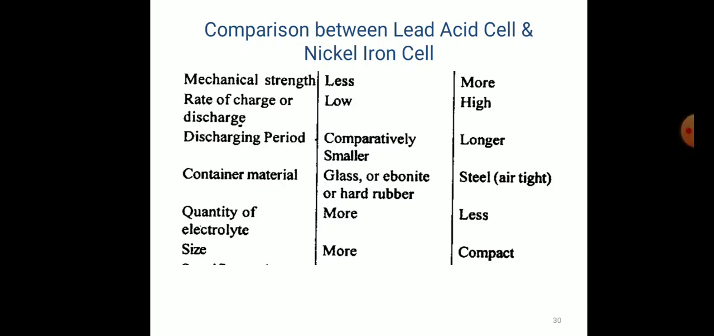So now what we are discussing is the secondary cells. In the secondary cells we have two types, that is the lead acid cell and the nickel iron cell. We are discussing the different active materials in these cells, and the strengths and weaknesses of these two cells. Using these particulars we can choose which type of battery or cell is useful or preferable for our application.